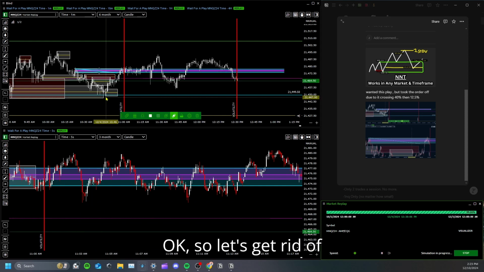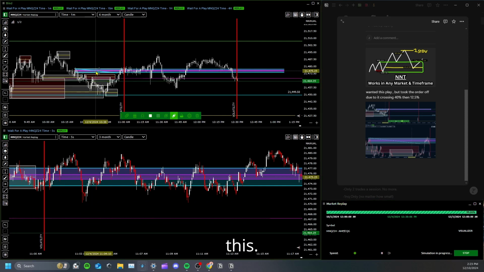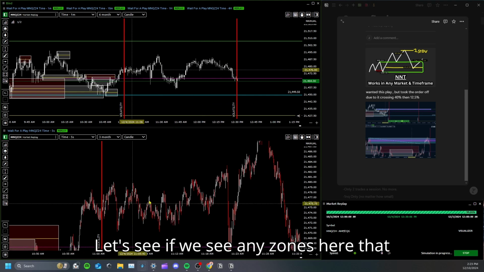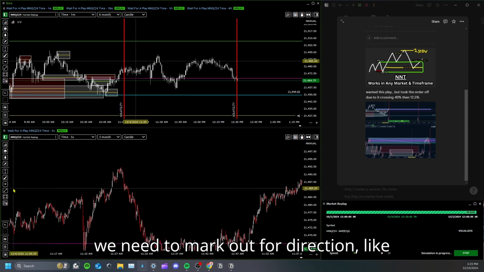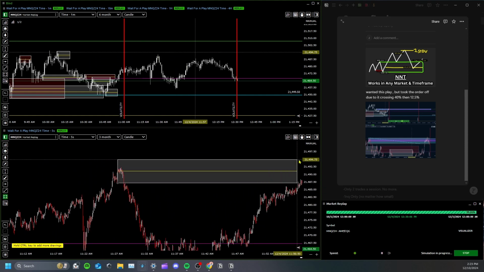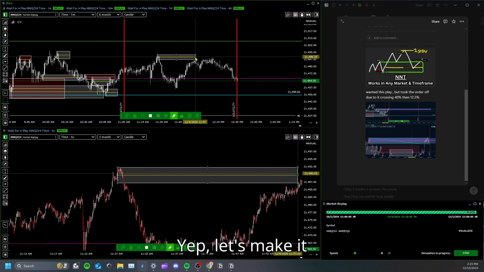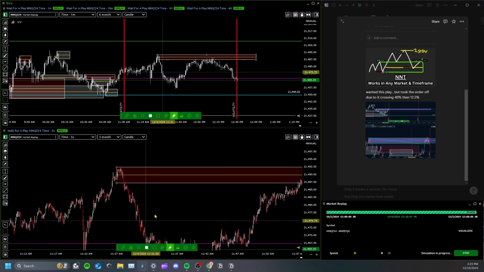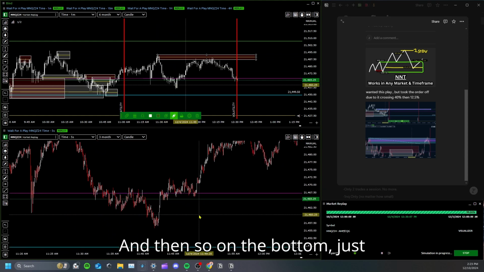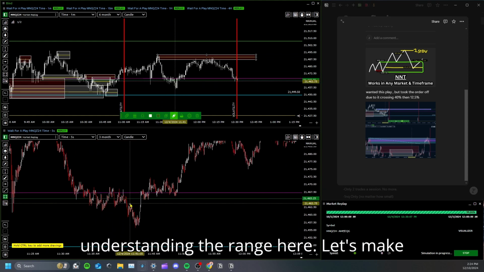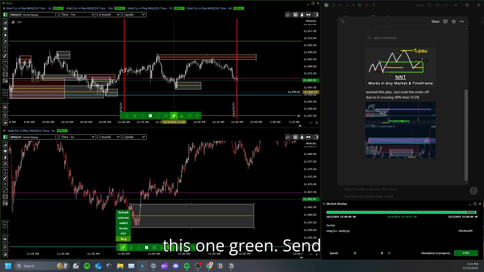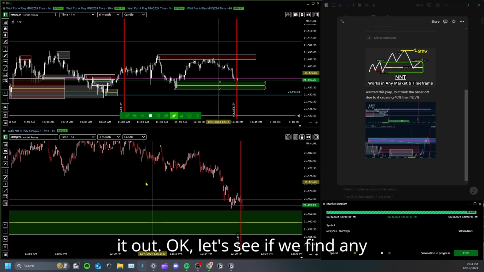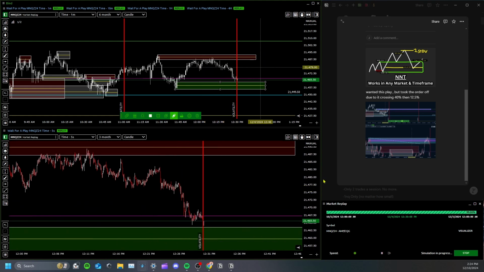Okay, so let's get rid of this. Let's see if we see any zones here that we need to mark out for direction, like this sweep up here. Let's make it red. And then the zone on the bottom, just understanding the range here. Let's make this one green. Extend it out. Okay, let's see if we find any other setups.